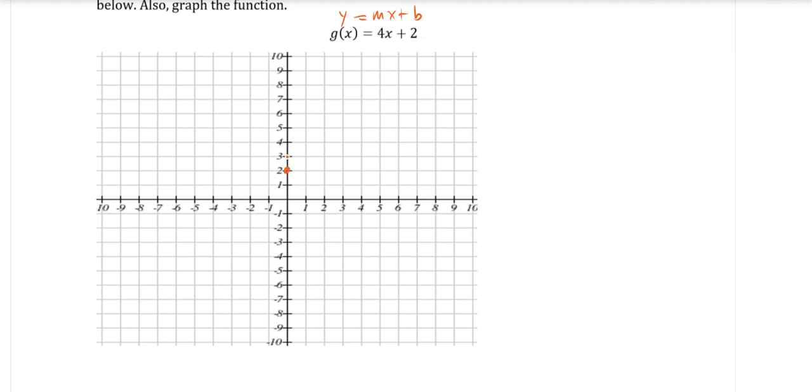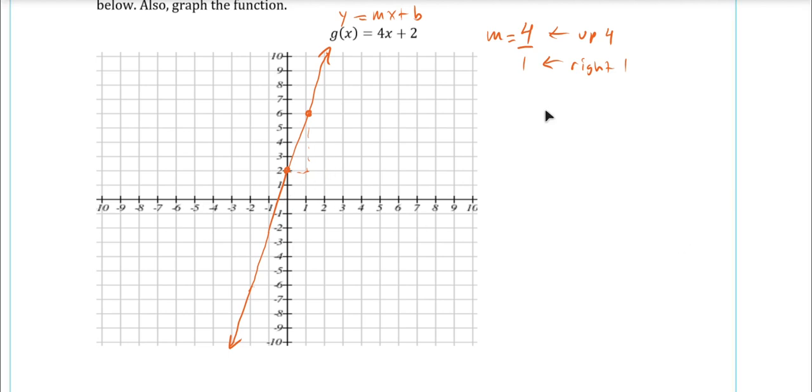So we plot that point. And then the slope, which is 4 over 1, tells me that when I go to the right by 1, I'm going to go up by 4. So if I go to the right 1 from this point, I have to go up by 4, and this gives me a second point. Once we have a second point, our line is 100% determined. Only one line will pass through those 2 points, and that's our graph.